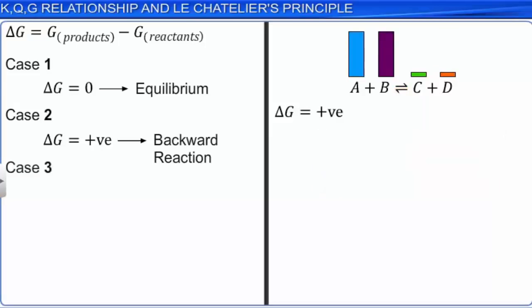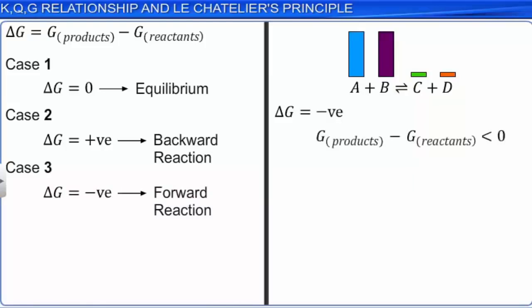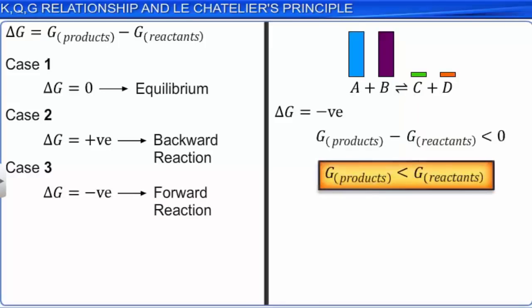When delta G is negative, it means that the Gibbs energy of the products is less than the Gibbs energy of the reactants. This, in turn, means that the reaction can proceed spontaneously with the accomplishment of the network. In other words, the reaction proceeds in the forward direction of formation of the products. Let us now examine the relationship between the equilibrium constant and Gibbs energy.